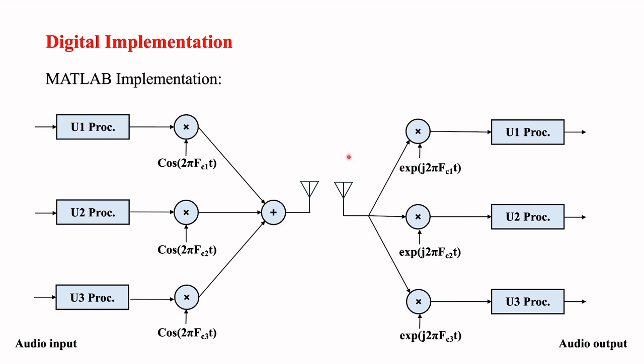At the receiver, we will record the audio signal using MATLAB. Then we will multiply by a complex exponential with the corresponding carrier frequency. Then we will do some processing, which is envelope detection, low pass filtering, and so on. And we'll see the details in MATLAB.